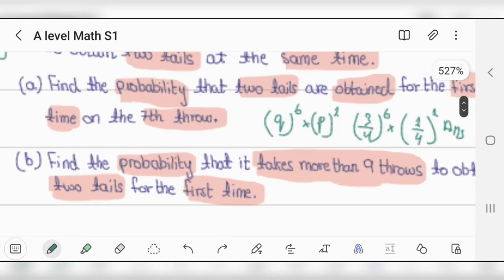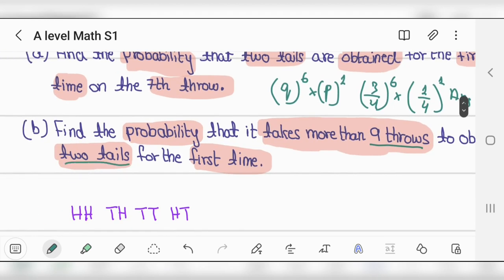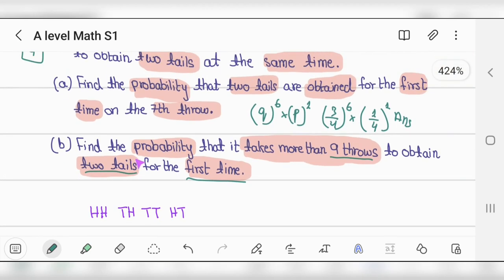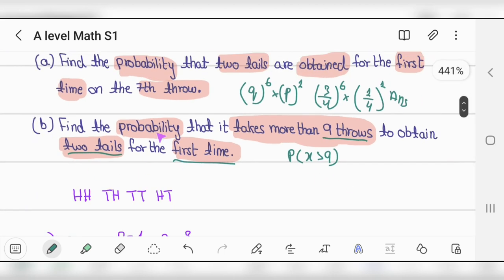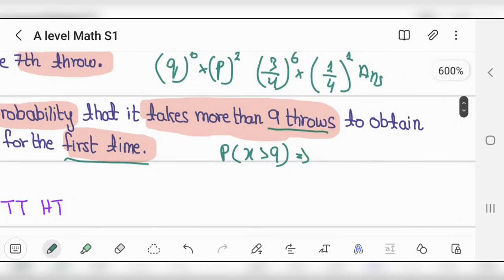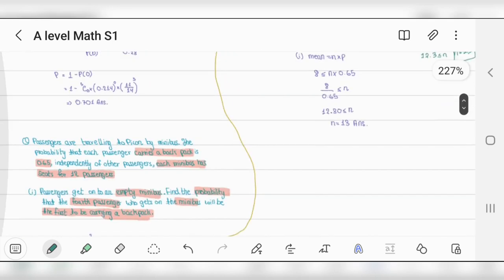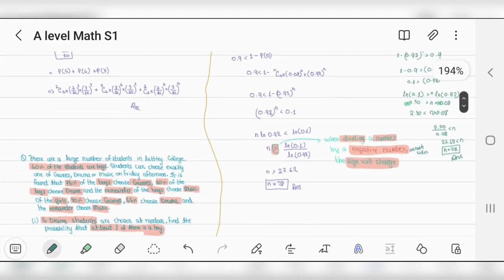Now part 2, find the probability that it takes more than 9 throws to obtain 2 tails for the first time. It takes more than 9, which means we need to find the probability of taking more than 9 throws to obtain 2 tails for the first time. So this is really simple. I know the formula, and you have to just do it directly. So it's going to be q to the power 9. That's it.